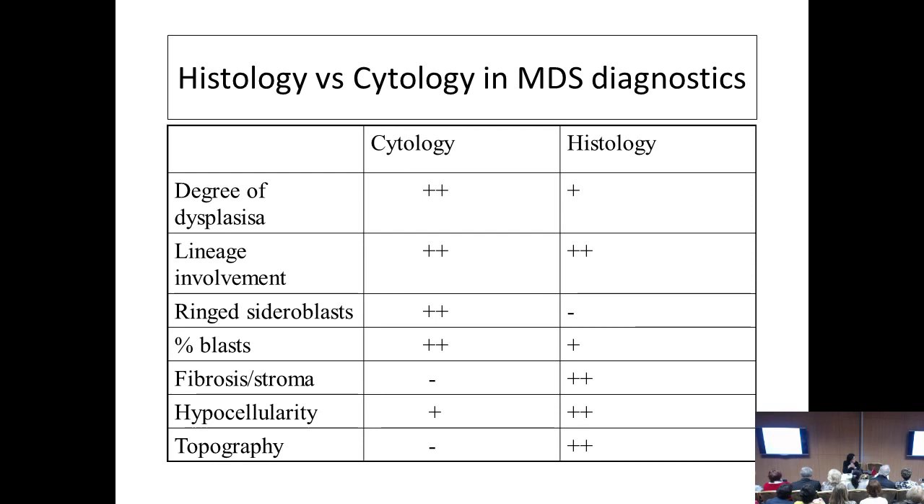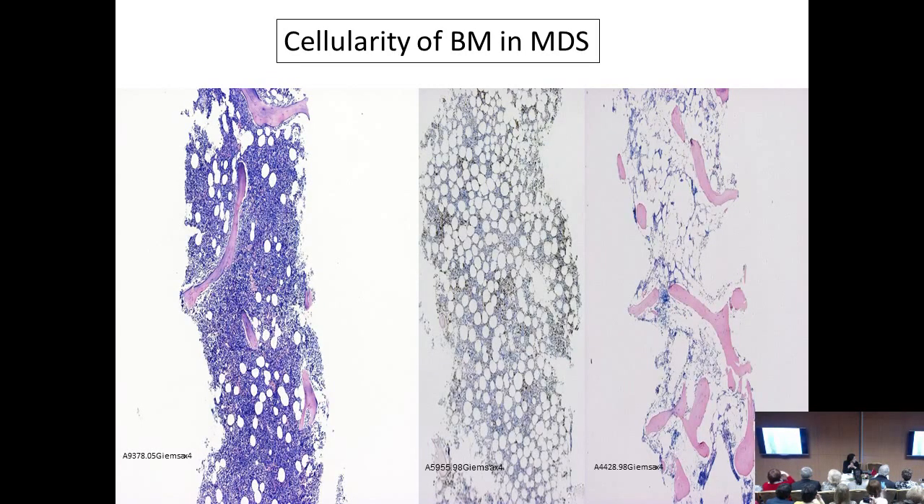Therefore, in order to achieve a good diagnosis, the best way is to combine both analyses, to look at cytology as well as histology in MDS. So this is an example of cellularity. In most instances of MDS, we have a discrepancy between peripheral cytopenia and packed bone marrow, which shows increased cellularity. But this is due to the ineffective hematopoiesis, increased apoptosis, and so on.